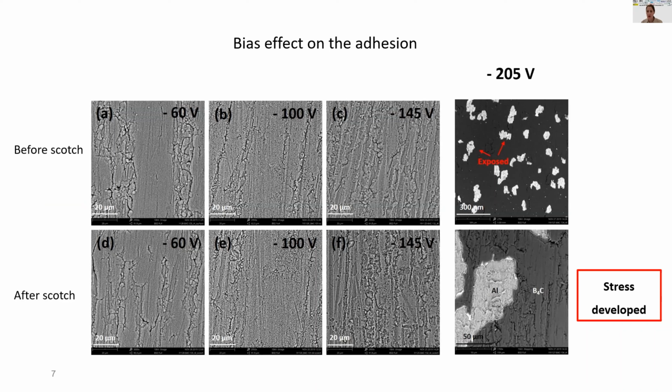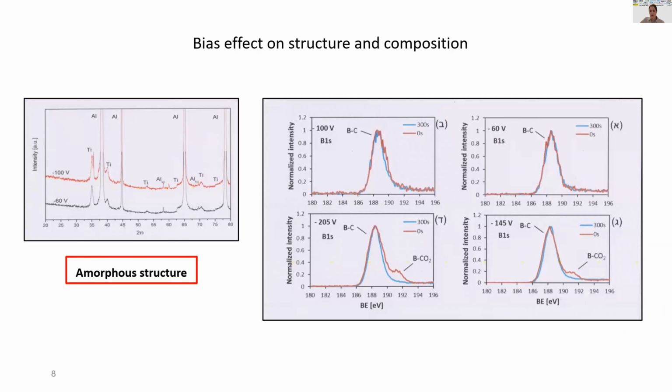We can also see that these peelings expose the aluminum substrate, and we attribute it to stress developed during the process. The structure of the coating is amorphous, and based on the XPS measurements, the main peaks are typical peaks for boron in a B4C composition.